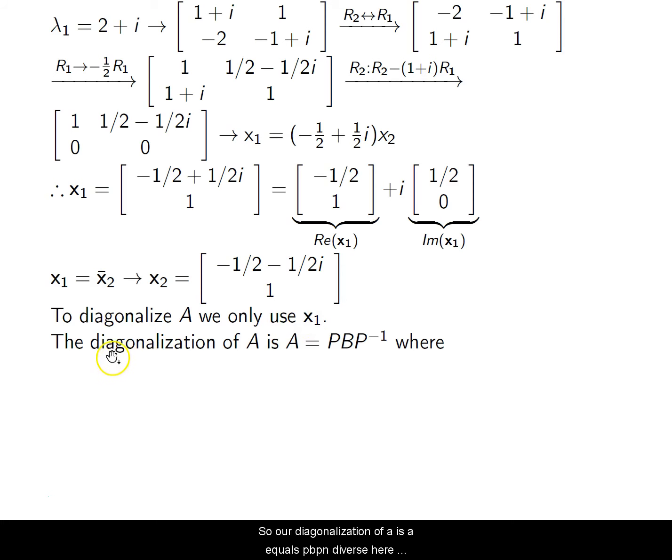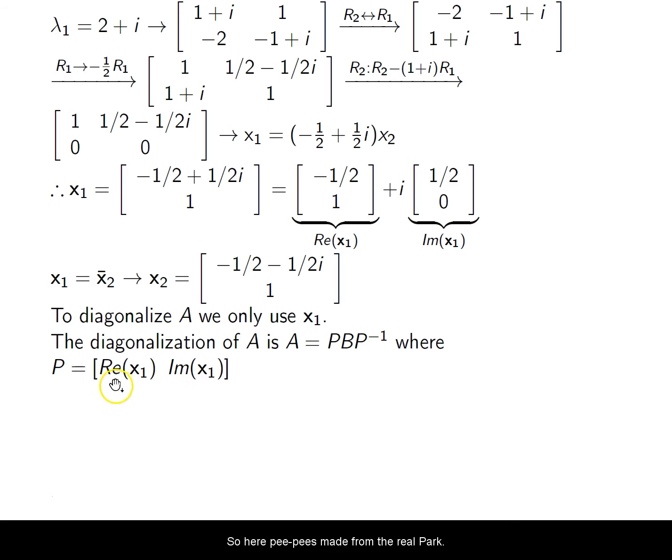Okay. So our diagonalization of A is A equals P B P inverse. Here B is a little different because I have complex values. Okay. It is not like in the last video where it was P D P inverse. Right. It works the same way, but it's not the same. So here P is made from the real part of the eigenvector we found and the imaginary part of the eigenvector we found. So these two vectors form my matrix for P, and they're linearly independent from each other, and I'm able to find P inverse from this matrix.